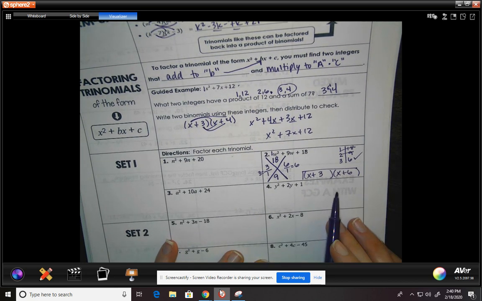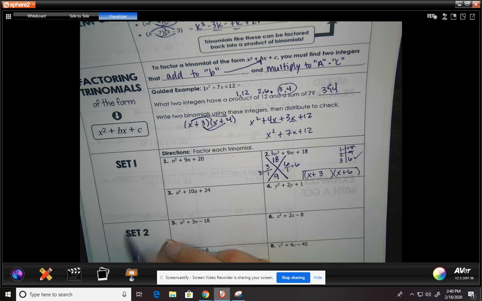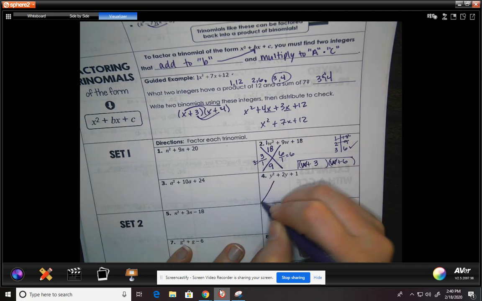If I double distribute this, I am back to my original problem. Now, I did make a mistake. This should be a W, but I don't care what letter you use as long as you have these numbers right. Okay, for number 4, I've got y squared plus 2y plus 1.